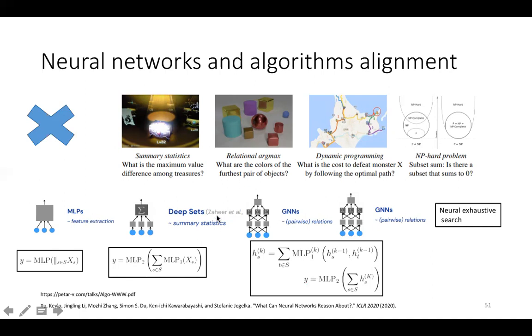But for the other architectures like the deep set or the graph neural network, it shows very high correspondence with algorithm types like summary statistics, relational algorithms, or even dynamic programming. For NP-hard problems, of course, there's currently no architecture that can fit this very hard problem. But one recent paper tried to approximate that with a neural exhaustive search, right?